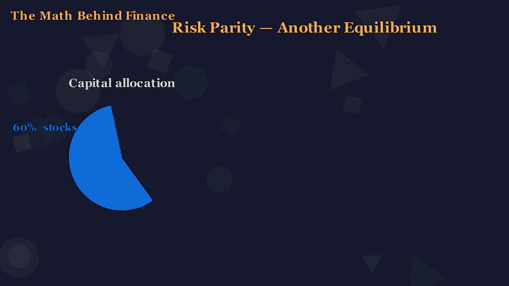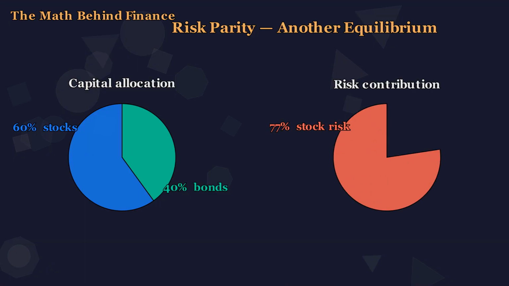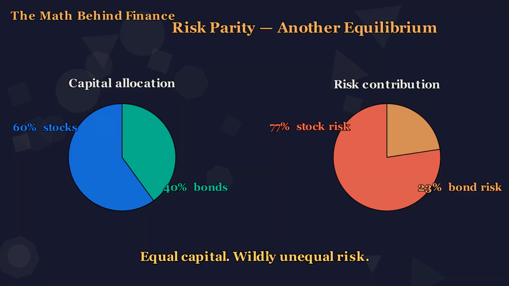A classic balanced portfolio, 60% stocks, 40% bonds. Sounds balanced by capital. But what about risk? For our universe, 60-40 puts roughly 77% of total risk in the stock alone. The bond contributes less than a quarter. Equal capital, wildly unequal risk.